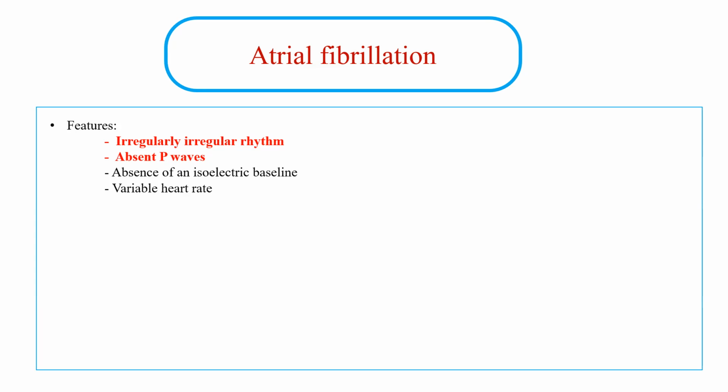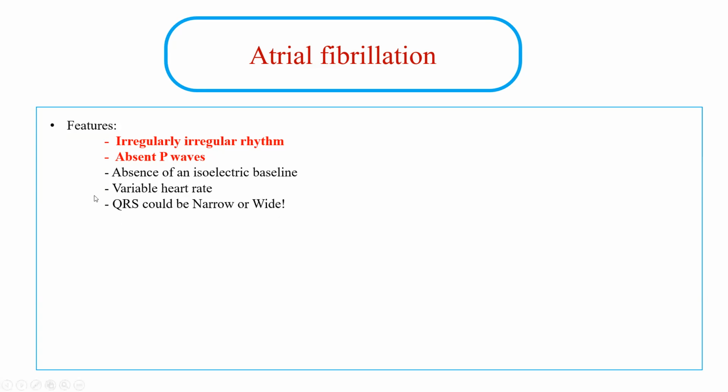In SVT, the heart rate is stable. It changes within plus or minus 5, around 120. It will stay around 120. Okay, that is SVT. But in atrial fibrillation, the heart rate will fluctuate very variably.